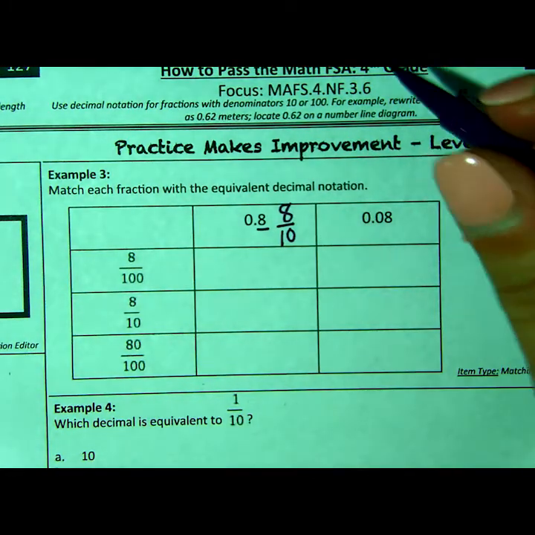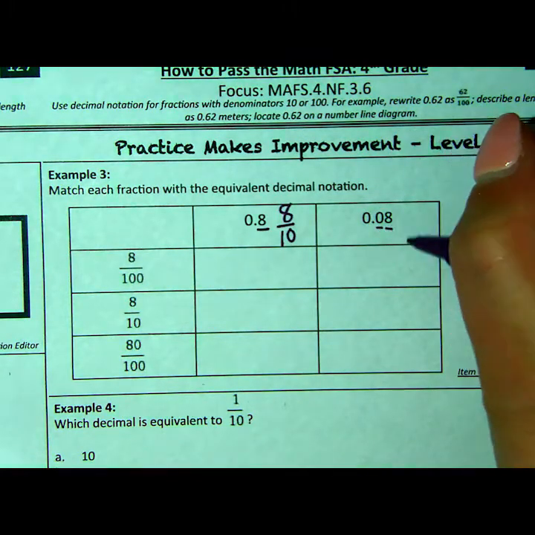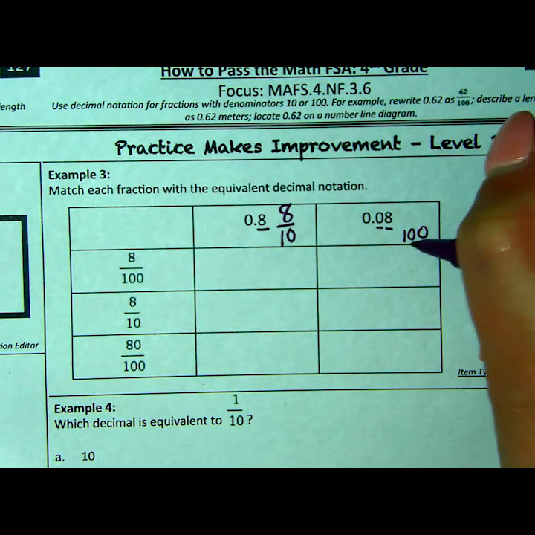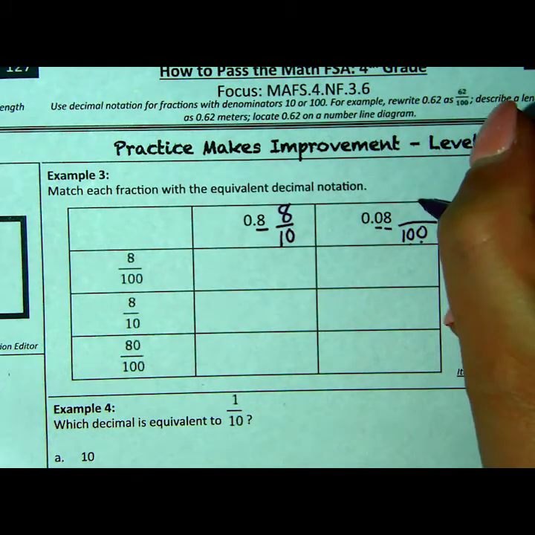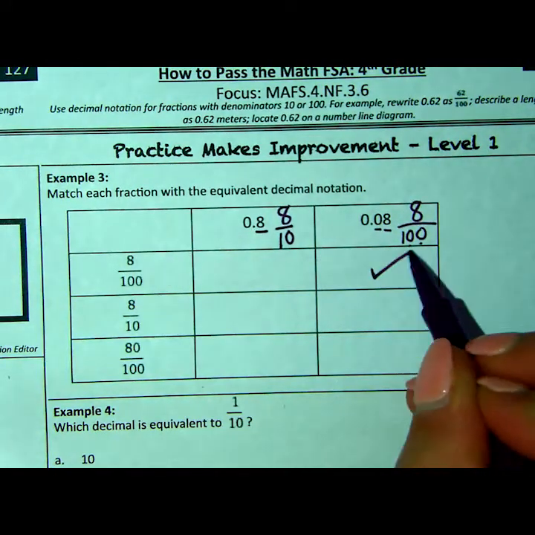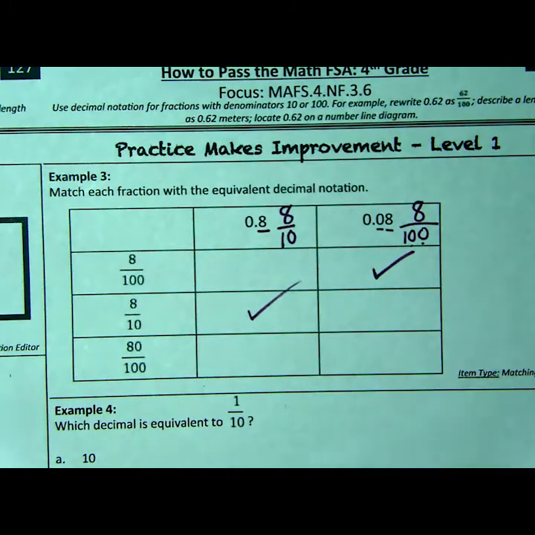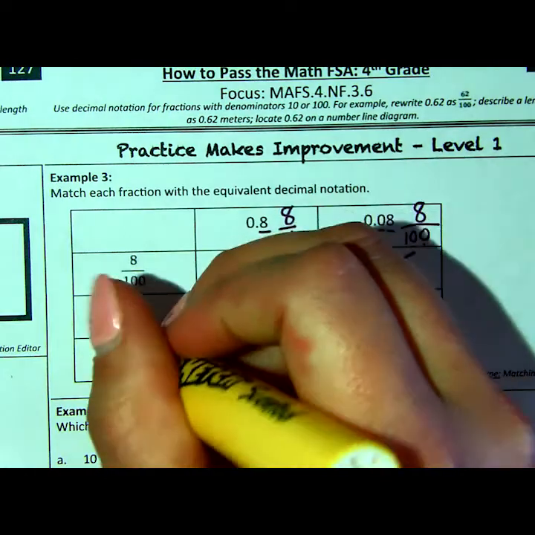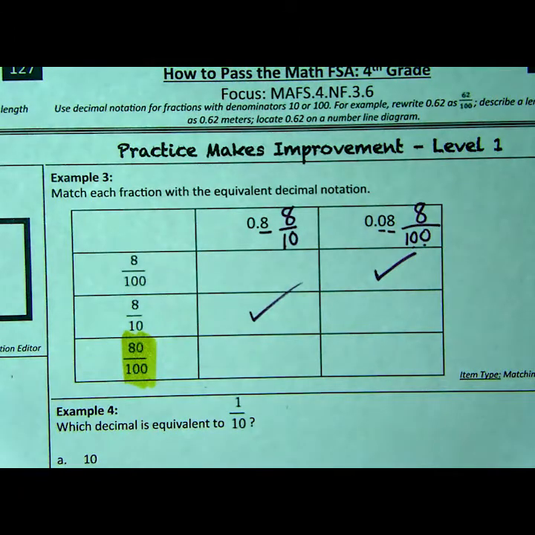And then what about this one? I see 2 zeros, so I'm thinking of 1 and 2 zeros, hundredths. And that's an 8 in that place, so that's 8 hundredths. Well, 8 hundredths I just said is this one, and 8 tenths I just said is this one. But let's focus in now on this one right here, 80 hundredths.